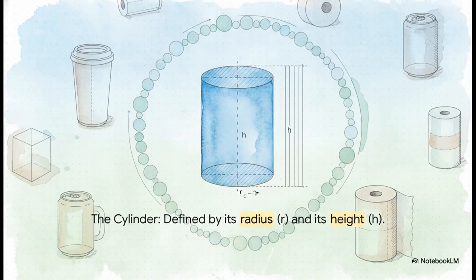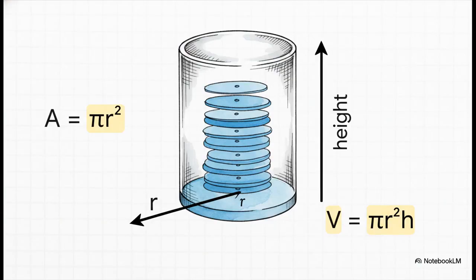And our final shape for volume is the cylinder. For this one, we just need two measurements: the radius of its circular base, that's R, and its total height, H. Now, this formula might look a little complicated, but the idea behind it is actually so cool. See that first part, pi times r squared? Well, that's just the formula for the area of a circle, right? It's the area of the flat bottom of the can. And then the formula just multiplies that area by the height. So you're basically calculating the area of the base and then stretching it all the way up. This whole area of the base times height idea, it's a huge key to understanding volume for a ton of different shapes.